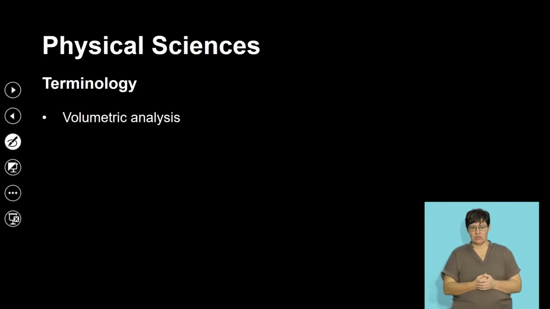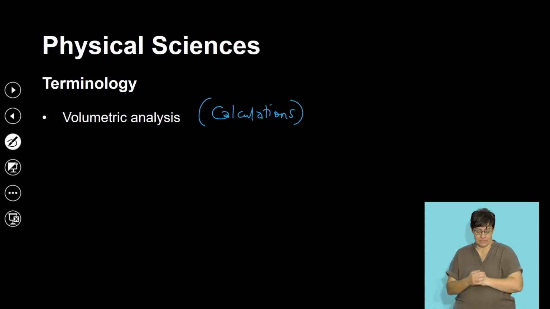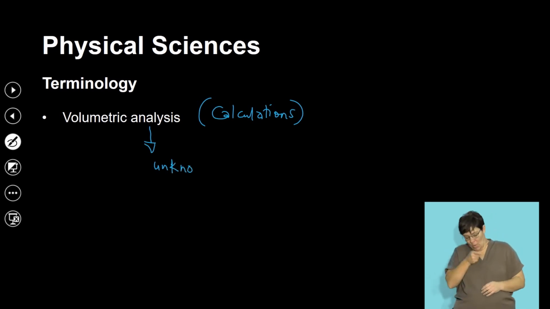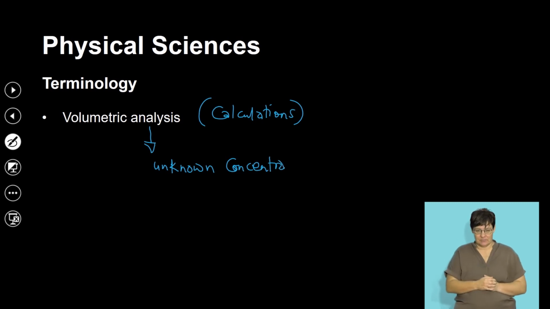So the key term that this segment focuses on is volumetric analysis, which is basically about the calculations. These are stoichiometric calculations of the data: the volume of the standard solution and the volume of the solution of unknown concentration. But at the end of the day, this has to do with determining the unknown concentration, okay? So we're determining the unknown concentration by use of a standard solution, right?